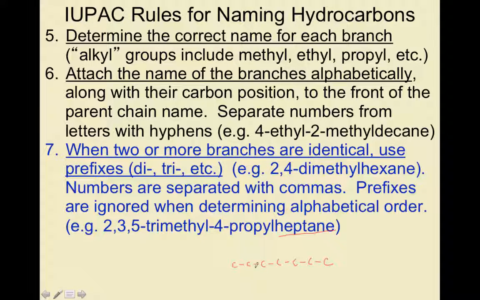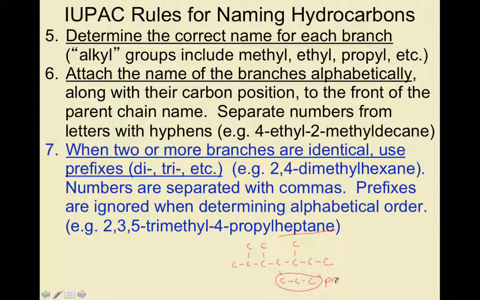On the second carbon, I have a methyl group, which contains 1 carbon. On the third carbon, I have a methyl group. And on the 5th carbon, I have a methyl group. On the 4th carbon, I have a propyl group. Alright, so each of my methyl groups has 1 carbon, and my propyl group has 3 carbons.